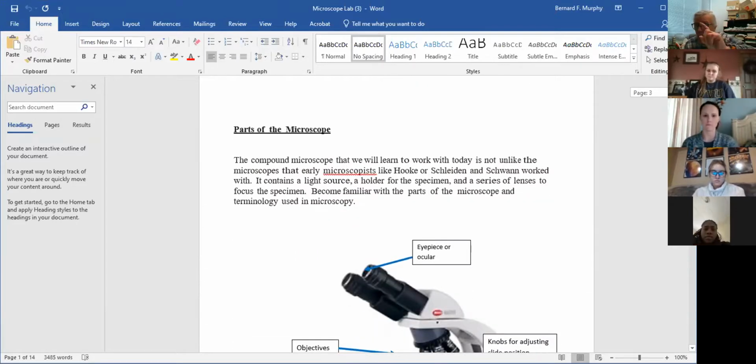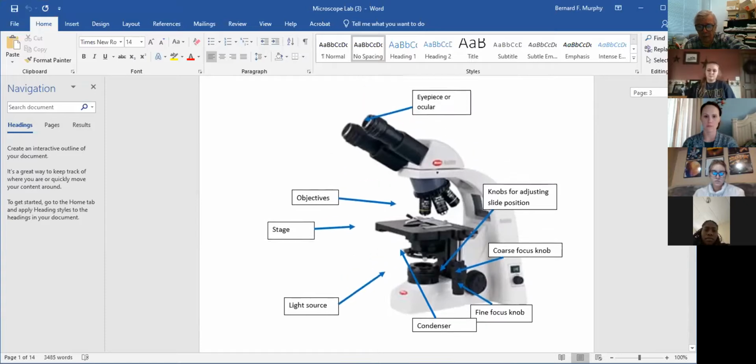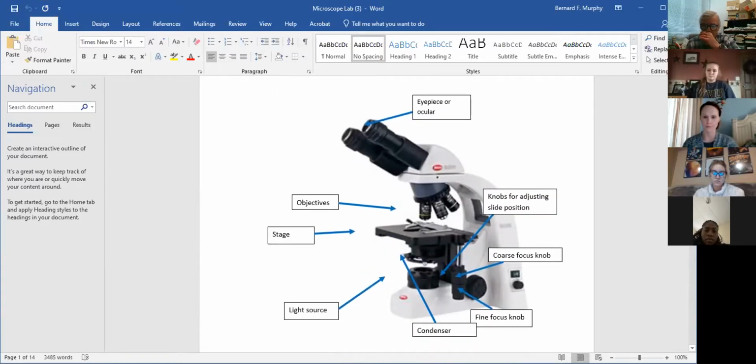Now, parts of the microscope. Here's a microscope right here, and you're going to need to know its parts. On the quiz, there'll be a picture of a microscope with arrows, and you'll need to tell me what part each one is. But I just realized this microscope is different from the one we use. It has some of the same parts in the same places, but it's not actually the microscope we use. I just took a picture of the microscope that we use, so I'm going to pull that up and screen share it.